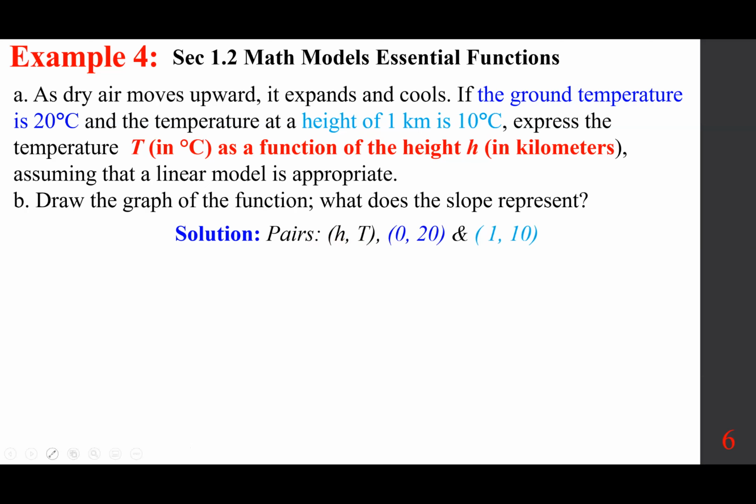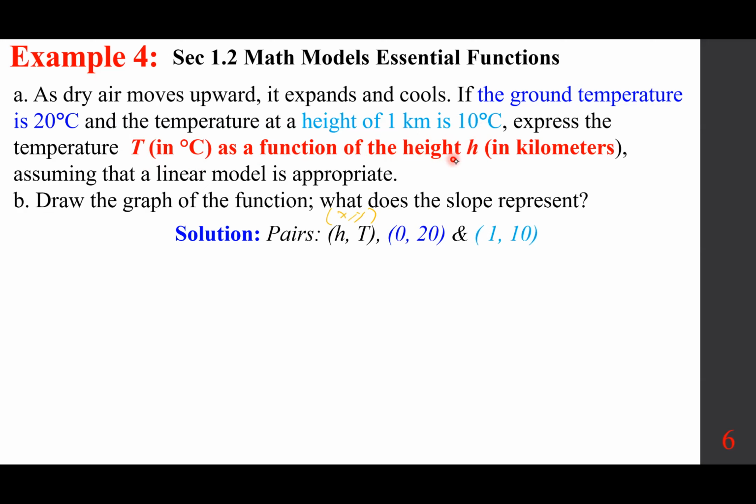So again, normally we have x comma y. X is the independent and y is the dependent variable. In this case, h comma t. So the ground temperature is 20, so that means 0, 20. When the height is 1 kilometer, the temperature is 10. Again, the way they're asking, we want temperature as a function of height.